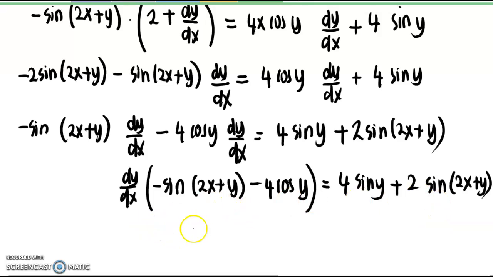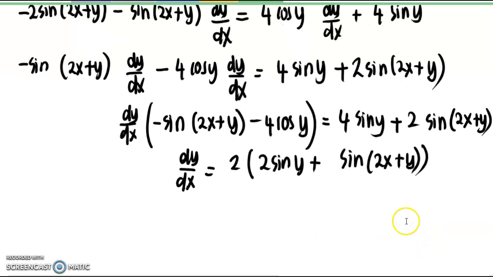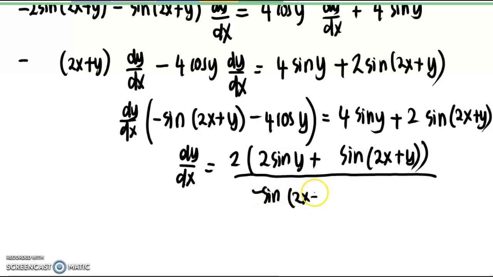Okay, and then dy over dx equals to 4 and 2, we take out 2. We have 2 sin y plus sin(2x plus y). Okay, and then our denominator will be negative sin(2x plus y) minus 4 cos y.